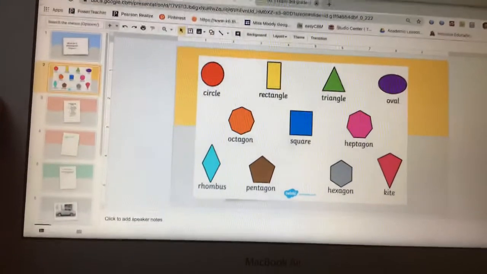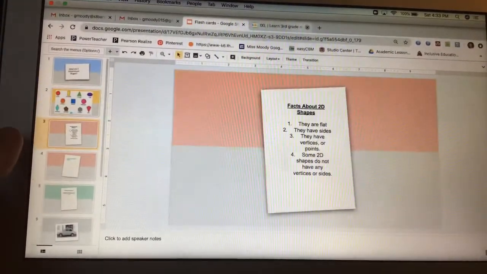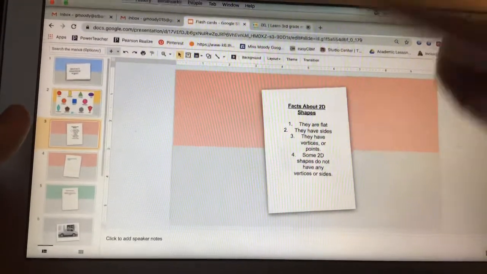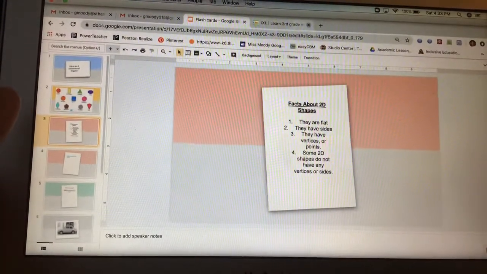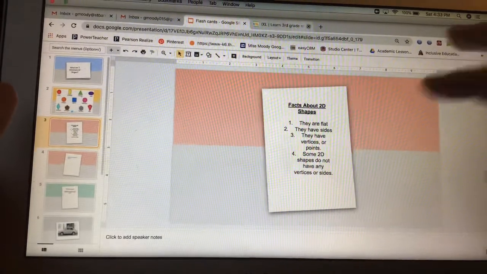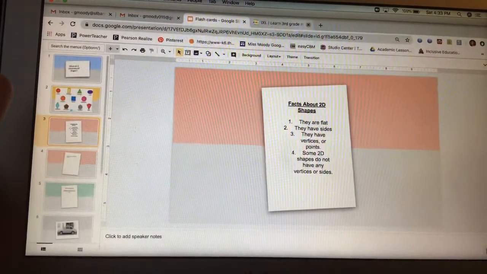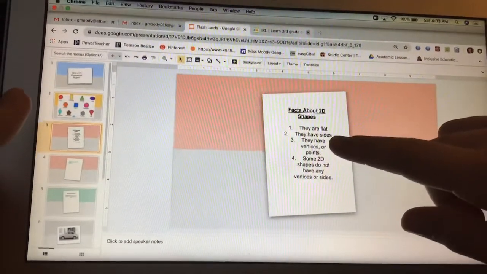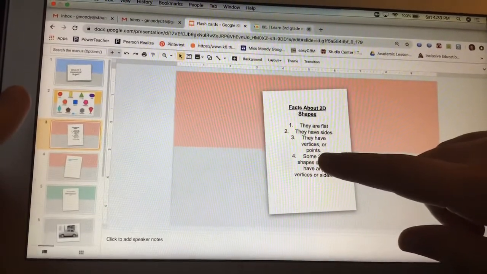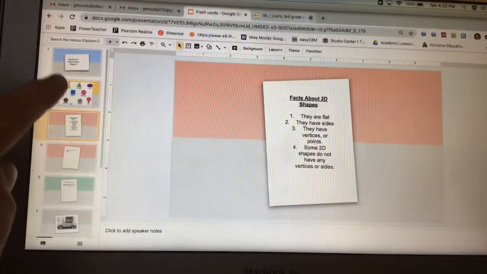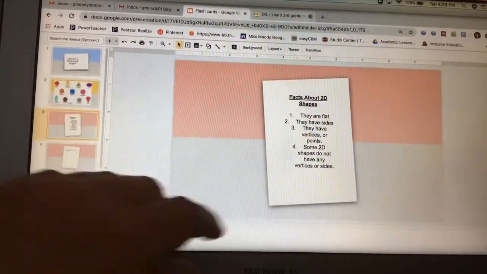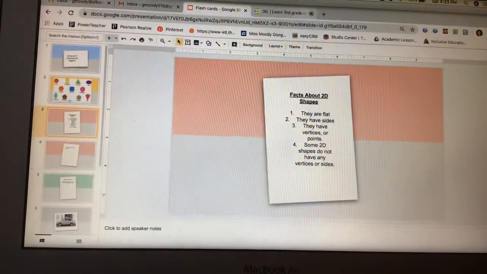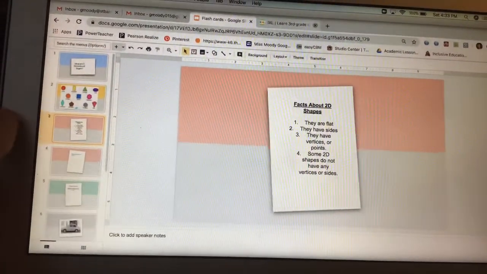And what makes a shape two-dimensional? Well, let's look here. Here's some facts. Two-dimensional shapes are flat. You can draw them on a flat surface. They don't pop up, and aren't like a big cube. That's 3D. Two, they have sides. They have vertices or points at the end. So if you can kind of see in the corner, we've got points here. And then some 2D shapes do not have any vertices or sides. So that makes them special.